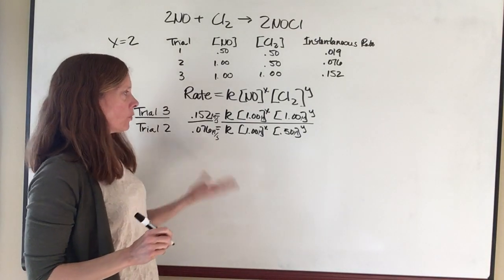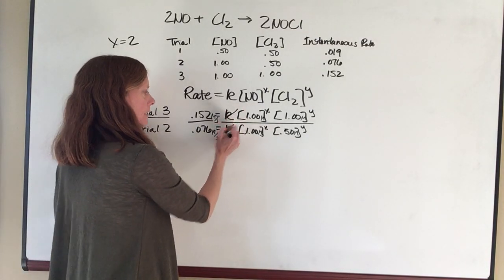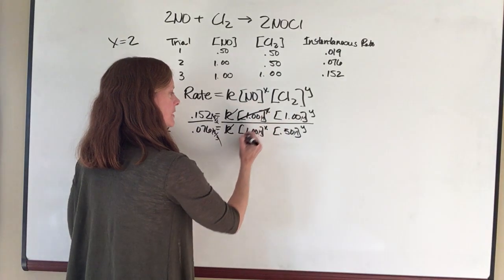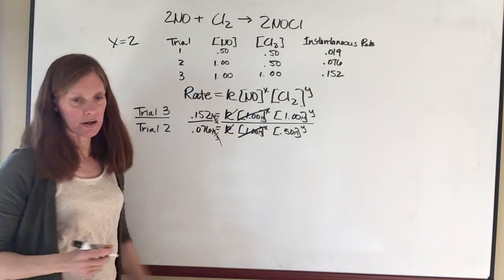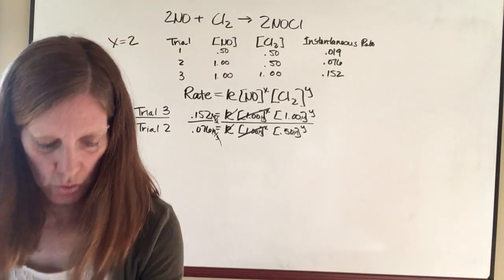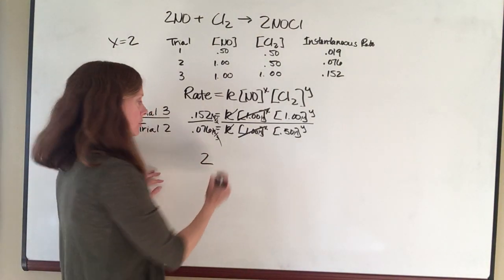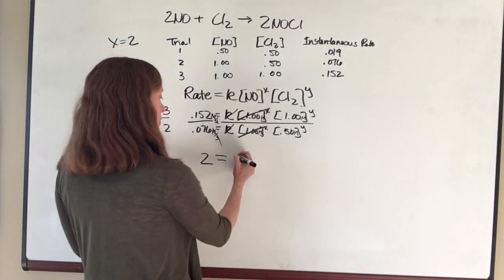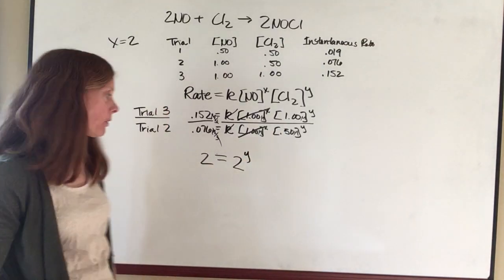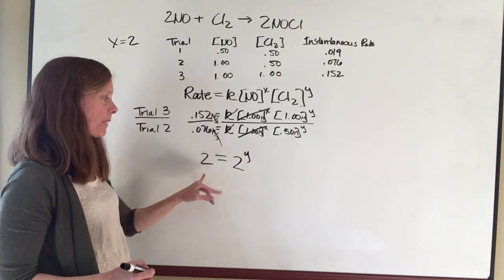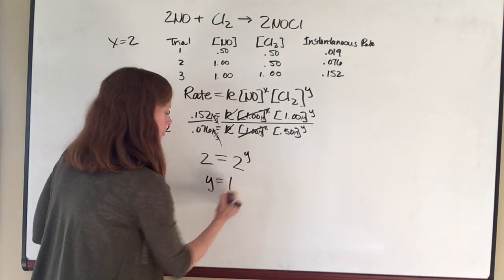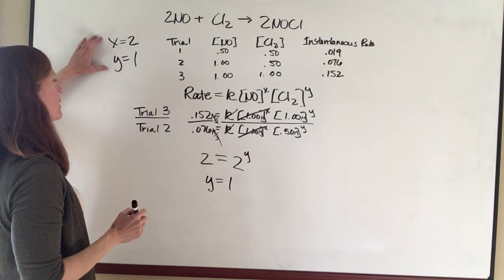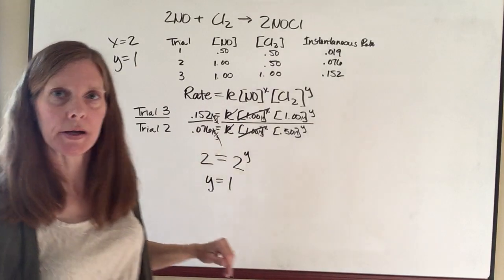Okay, so what can I cancel out this time? Well, rate constants are still the same. Those units are the same, so they cancel out. This time, this piece is the same. 0.152 divided by 0.076 gives me 2. This is 1 divided by 0.5, which is 2 to the y power. Well, remember, anything to the first power is just itself, so y equals 1. So now I have figured out what the order is for each one of these. x equals 2 and y equals 1.